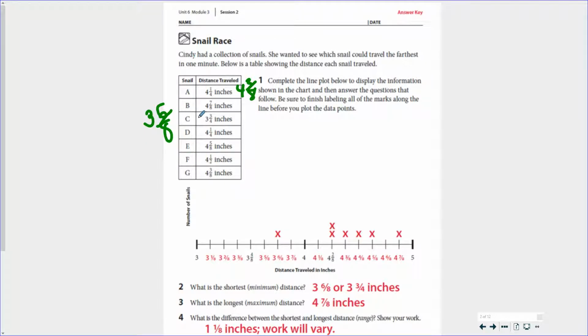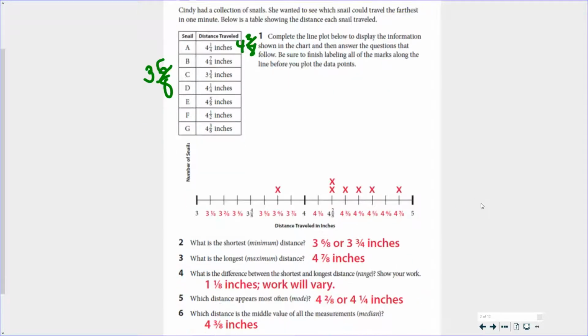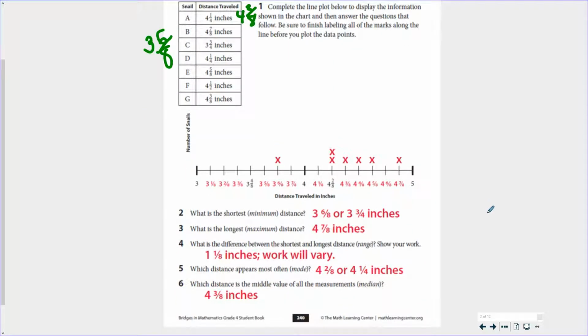So notice that for C, I filled in the 3 6/8 down here as a data point, not the 3 3/4. It's really the same, they're equal, but we listed it as 3 6/8 down here. I'm going to move this down so that you can see the rest of the answers.